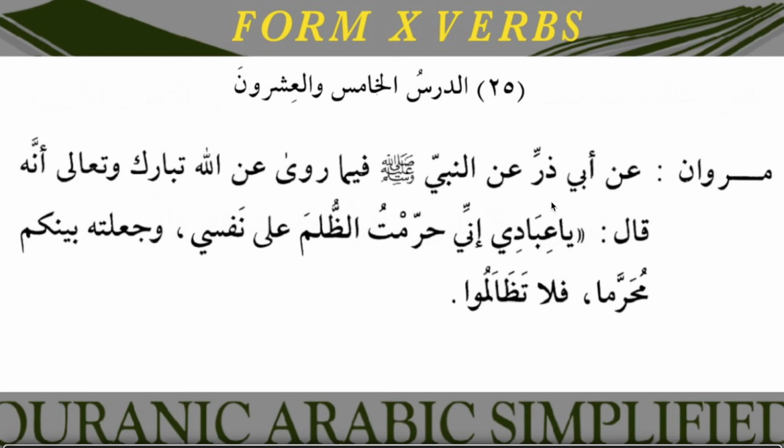So it's mentioned from Abi Dhar that Anan Nabi sallallahu alaihi wasallam, narrated from the Prophet sallallahu alaihi wasallam. Fima rawa, in which it is mentioned. See what is ma rawa here? That is your ma al masdariya. And it is mentioning, you can say, Anillahi tabaraka wa ta'ala. So when you have this type of hadith where it says Anillahi, that means it is a hadith Qudsi, where Allah directly gives a commandment to the Prophet Muhammad sallallahu alaihi wasallam. Anillahi tabaraka wa ta'ala annahu qala, that he said, that is who refers to Allah subhanahu wa ta'ala.